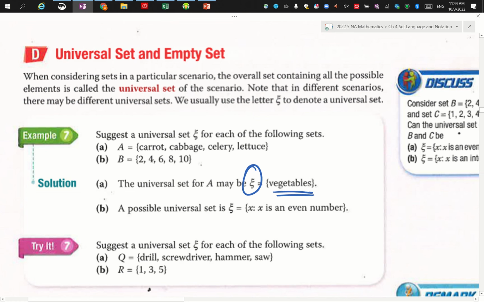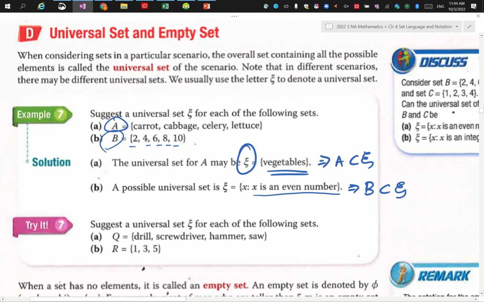So the universal set is just vegetables. And then A is now a proper subset of the universal set, because A is found inside this universal set called vegetables. Set B contains 2, 4, 6, 8, 10. A suggested possible universal set is that x is an even number. So based on this, we can say that B is a subset of the universal set. Proper subset. They are not equal, but found inside.